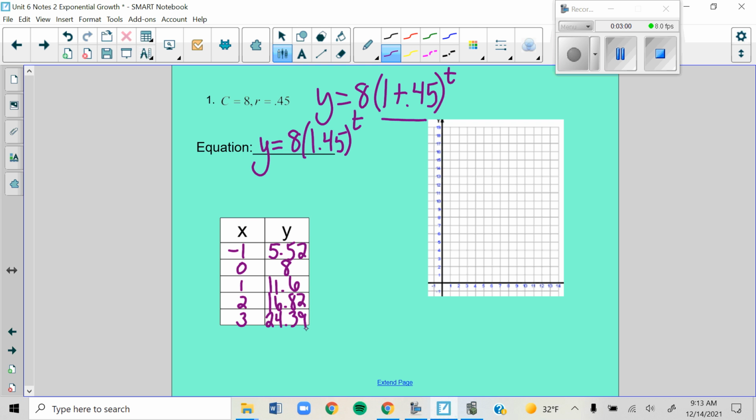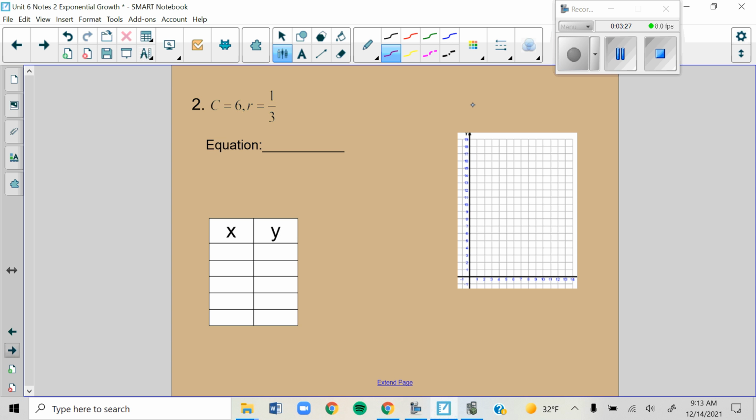So then I go ahead and graph these. At -1, I'm up at 5.52. At 0, I'm up at 8. At 1, I'm at 11.6. 16.8, so almost to 17. And then 24 is going to be off my graph, so I don't really need to graph that. All right. So very much like what we did in our 6.1 notes. So let's go ahead and look at our next example.